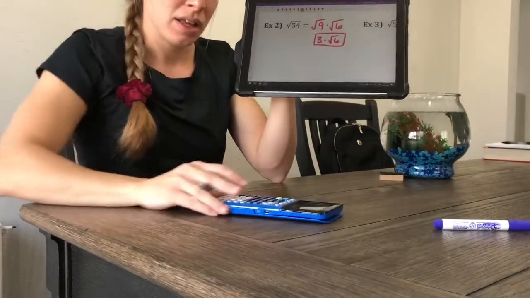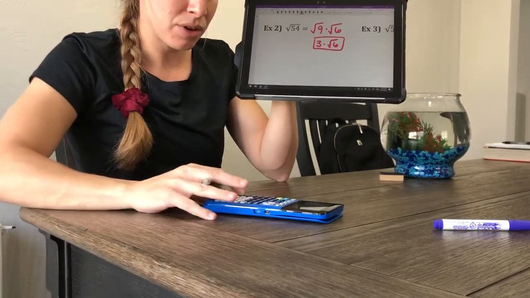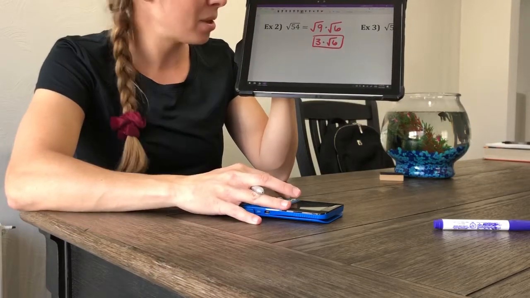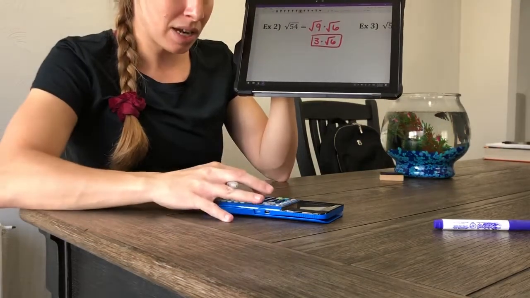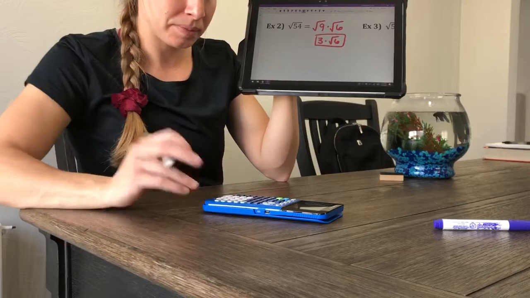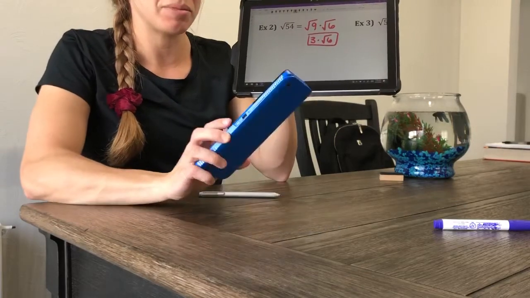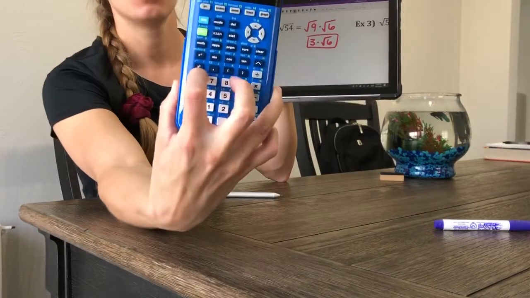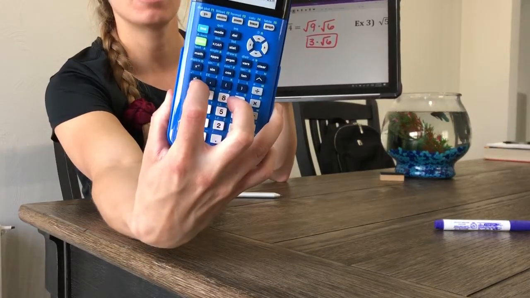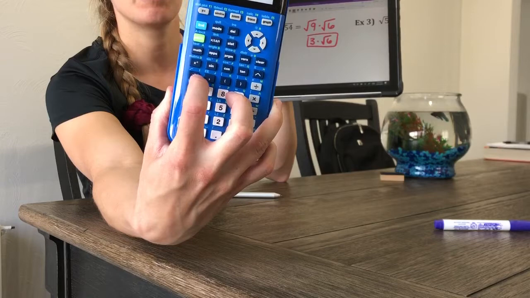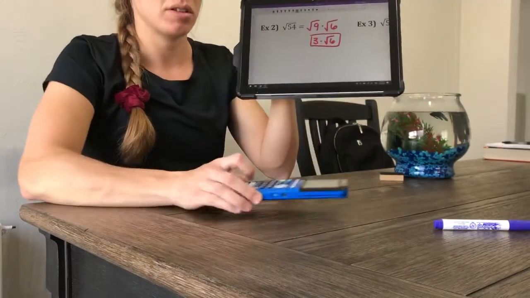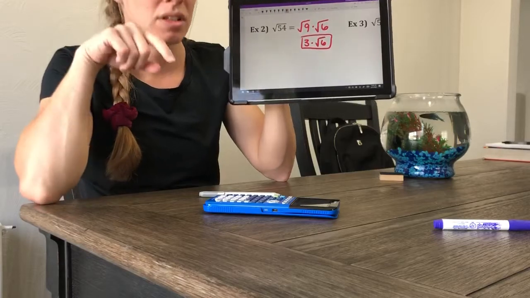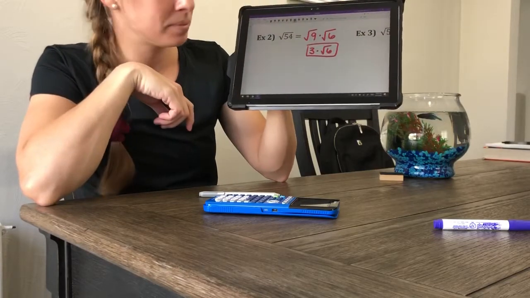Again, you could check the decimal value to make sure you did it right. The square root of 54 is 7.34, blah, blah, blah. And 3 times the square root of 6 is 7.34, same number. By the way, on a graphing calculator, you have to hit the second button, and then the square root is right there by the x squared. On the smaller calculators, it's kind of the same thing. You have to hit the second button first, and then hit the square root button.